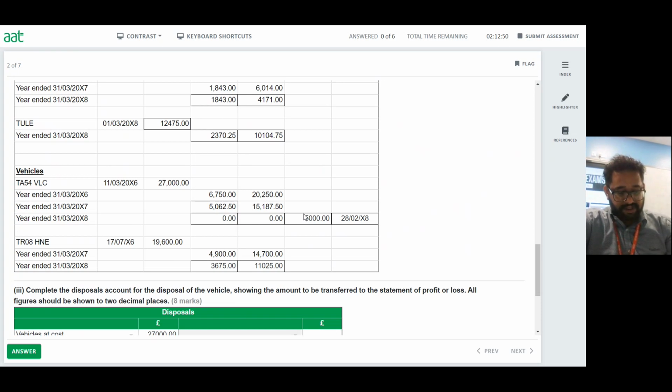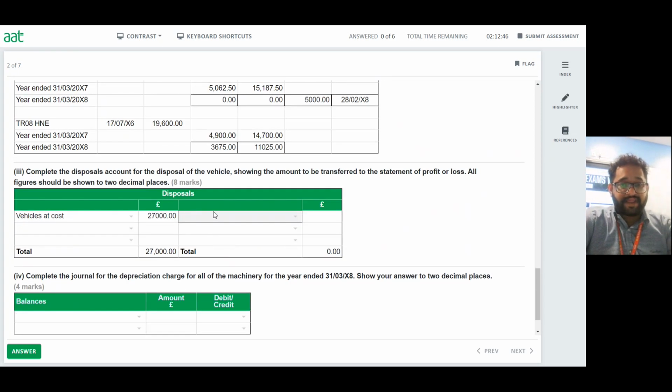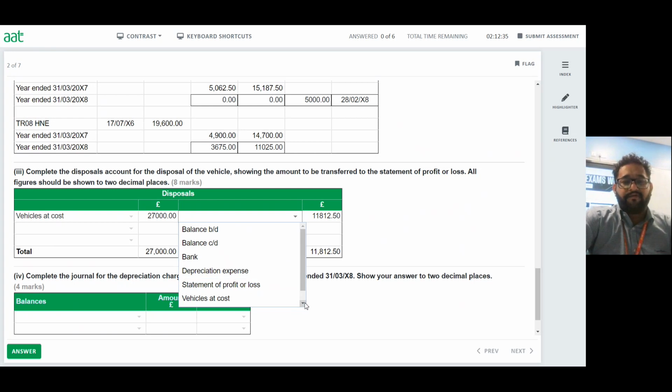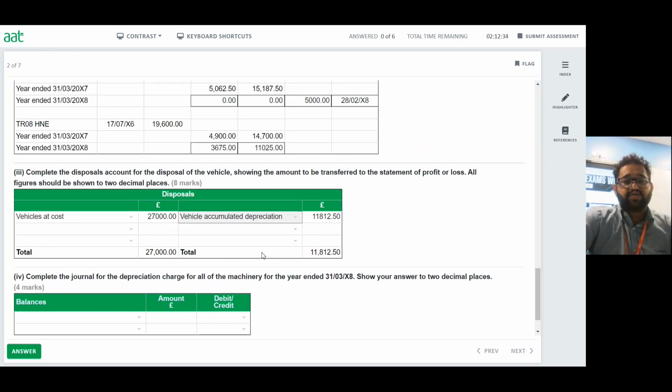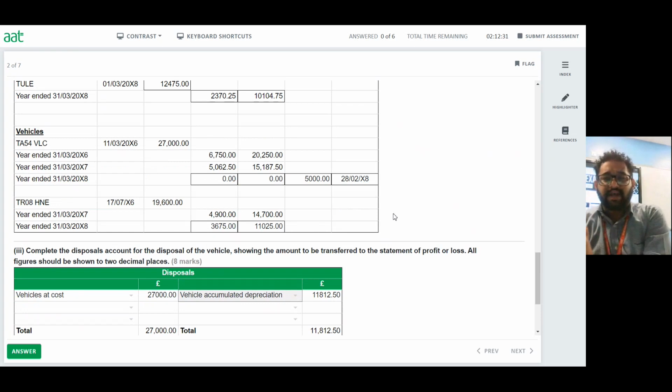6,750 plus 5,062.50 is equal to £11,812.50. So this is my accumulated depreciation for the vehicle. If you look at that here, this would have gone into that account on the credit side. To remove it, you have to debit the accumulated depreciation and credit the disposal account.